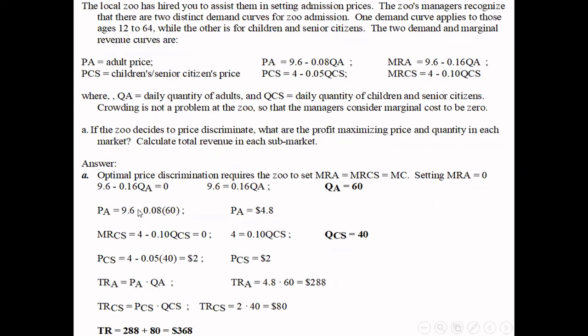If I want to find the price, I substitute the quantity 60 into the equation. So this is the first price for the adults, and the price will be 4.8. How did I get it? By substituting 60 into the equation, then it will be 4.8. Now I'm going to look for the second group. What is the second group?